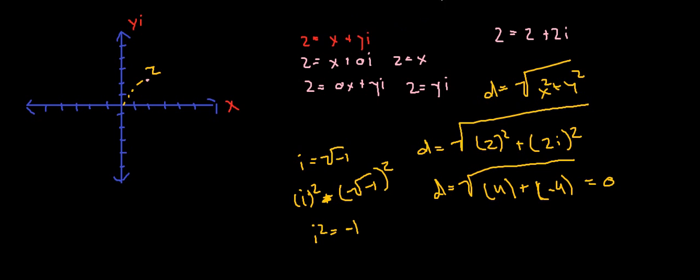So let me go ahead and show the notation for the distance formula in the complex plane. They use this notation, which looks like absolute value signs, but it's not really an absolute value.